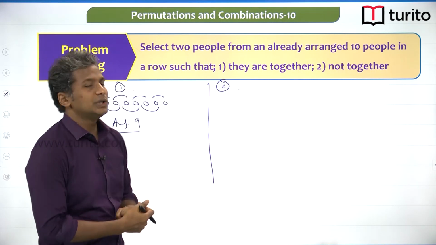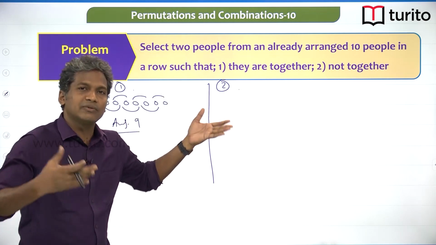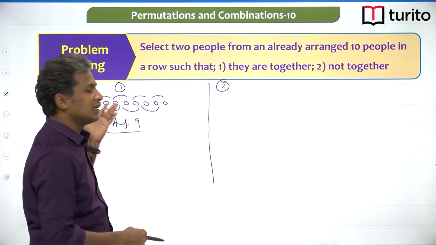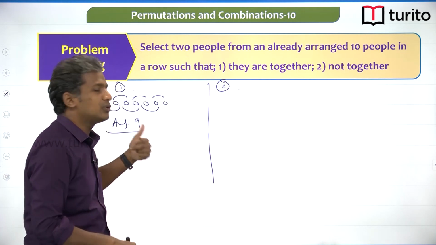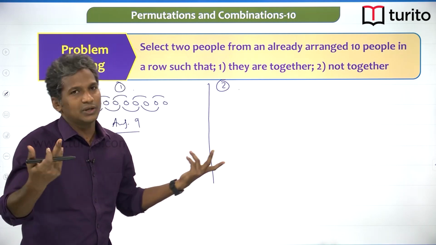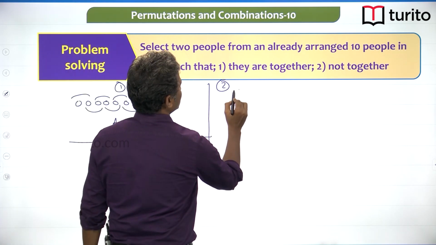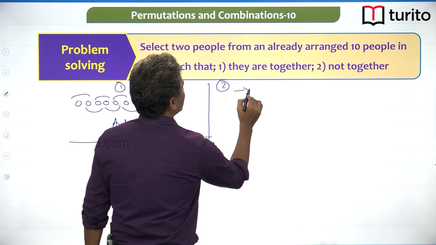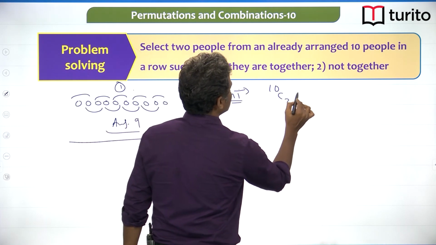So here what I am going to do is subtract this from the total. That way also I can get it. So from any 10, in how many ways can I select any 2? 10C2. From 10C2, if you subtract the together case, you will get the not together case only. So the second problem can also be done this way. So this is one way. I can take this as M1. So we can take total minus 9.